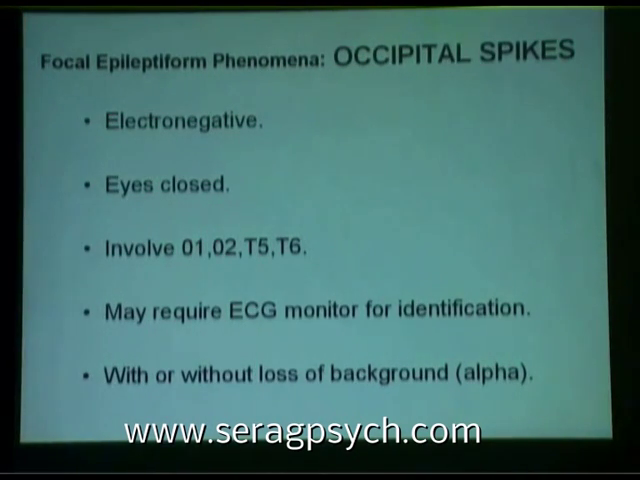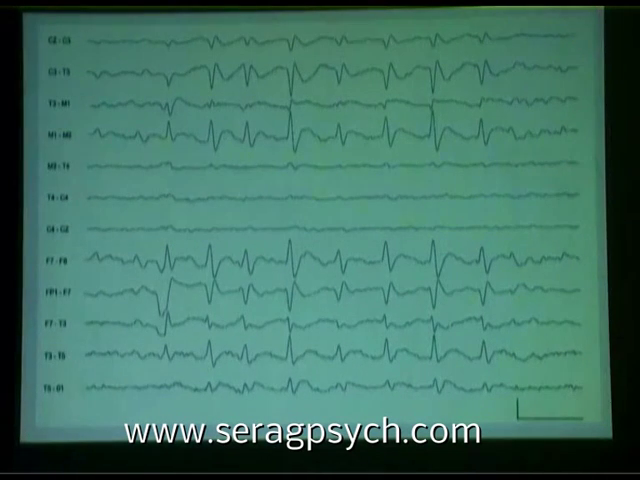So it's too bad that I didn't put this later, but it doesn't matter. They're also electronegative. They're present with the eyes closed, and they're in the back there. And you may need an ECG monitor to show the difference. Next, please. So here's the temporal spikes. And I'm not showing everything. Most of my slides, I don't include the whole EEG. I just show the EEG that is important here.